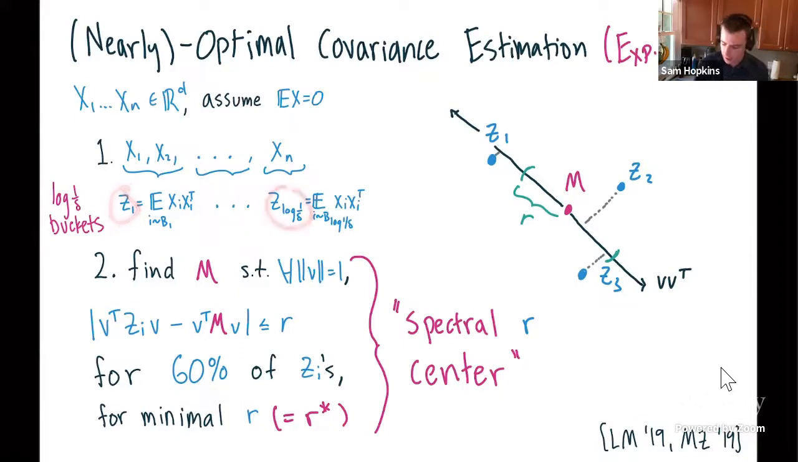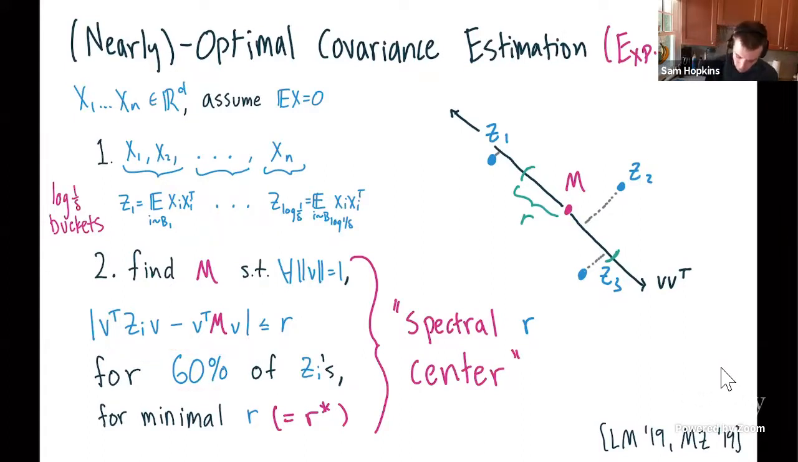So the amazing trick by these folks is to say that what you should do to combine these Z1 to Z log 1/delta is compute what I'm going to call a spectral R-center, although that's not what they called it, but I like this terminology better, which is a matrix M with the following property. And it's a bit complicated, so we'll try to take it a little slow. It's a matrix M such that for every L2 unit vector V, if you look at the quadratic form of your matrix M at V, and you look at the quadratic forms of these Zi matrices at V, the quadratic forms are close for a majority of the Zi's, okay?